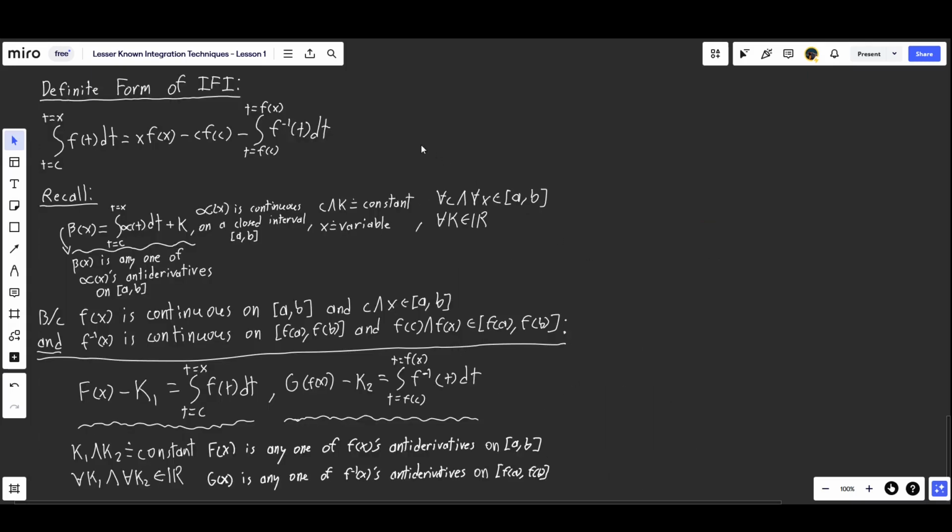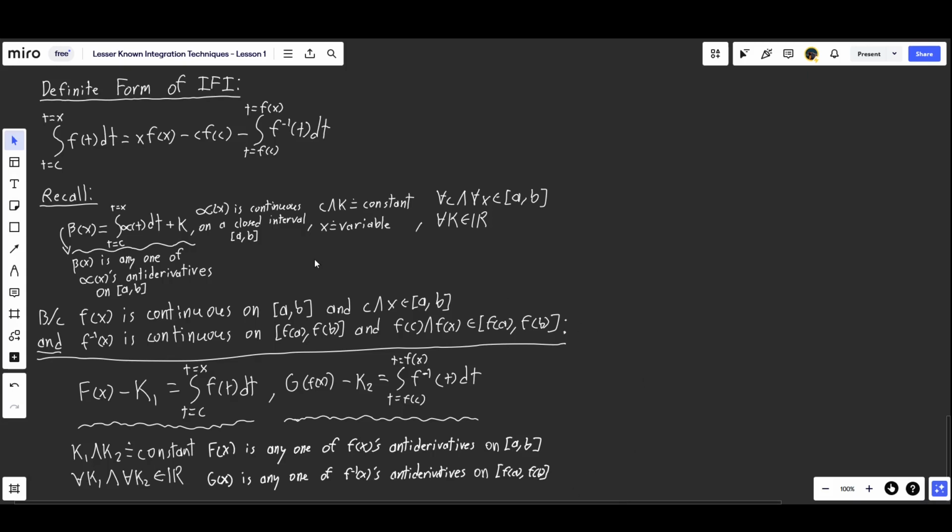At the beginning of the video, I promised that we wouldn't just find a definite form for inverse function integration, but that we would also find a formula that writes the antiderivatives of f of x in terms of the antiderivatives of the inverse of f of x. Luckily, it won't actually take too much manipulation of the definite form of inverse function integration to receive that formula.